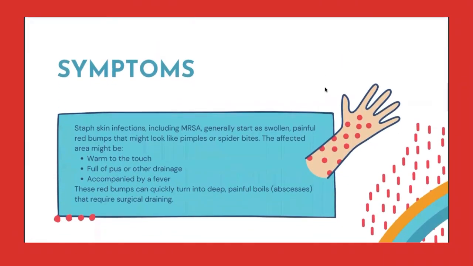So what are some symptoms? Staph skin infections, including MRSA, generally start as swollen, painful red bumps that might look like pimples or spider bites. The affected area might be warm to the touch, full of pus or other drainage, accompanied by a fever, and these red bumps can quickly turn into deep, painful boils or abscesses that require surgical draining.